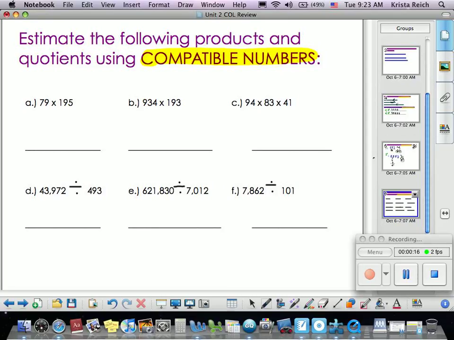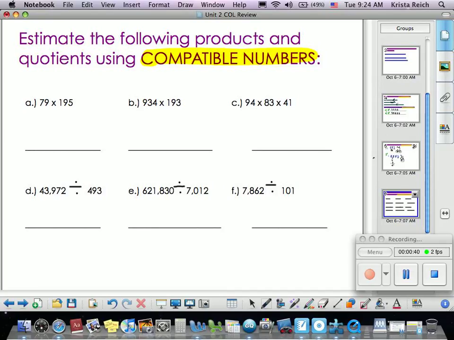So right now, if you do not know your math facts, pause this video, take 10 or 15 minutes and go through math facts. Go through your multiplication facts, your division facts, because that will help you to be successful on this section of the COL. Let's go through some examples now of some compatible numbers that make it easy.